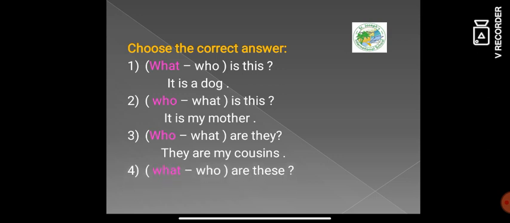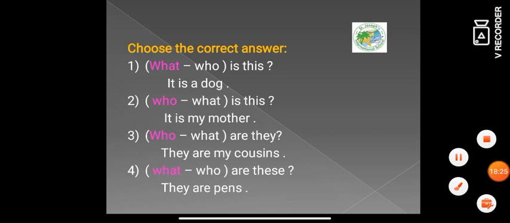Number 4. What or who are these? Look at these. They are pens. Pens are something we can use. So do I use what or who to ask about them? We use the word what. What. Okay. And look here. We have the words are these. I use these to ask about something. But in number 3, I used they to ask about a person.